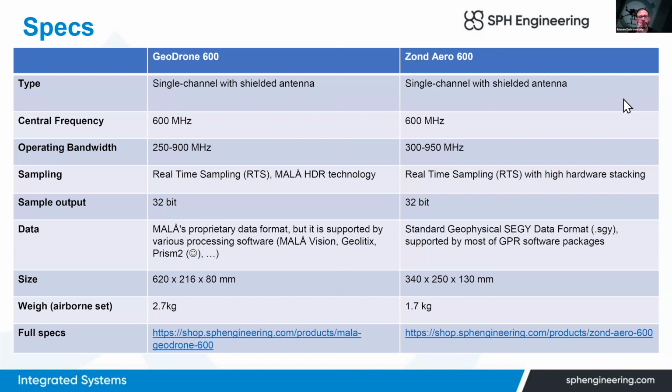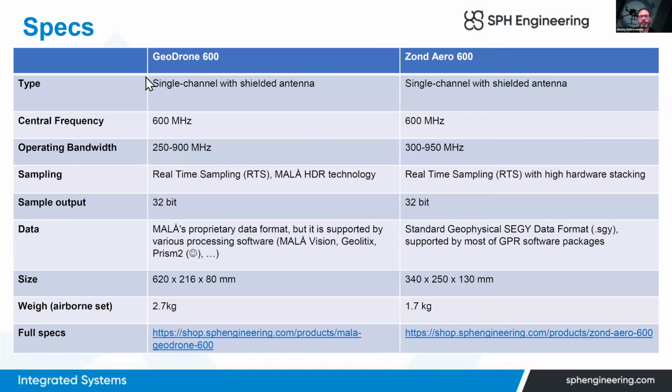Data for MALÅ GeoDrone is recorded in a MALÅ proprietary format, but that format is supported by many processing software packages. Of course, MALÅ supplies its own software. It is called MALÅ Vision. A very popular online system for GPR data processing called Geolytics also supports MALÅ. And I found that Prism 2 software from Radar Systems, the manufacturer of Zonterra, also supports MALÅ data files. Very interesting.